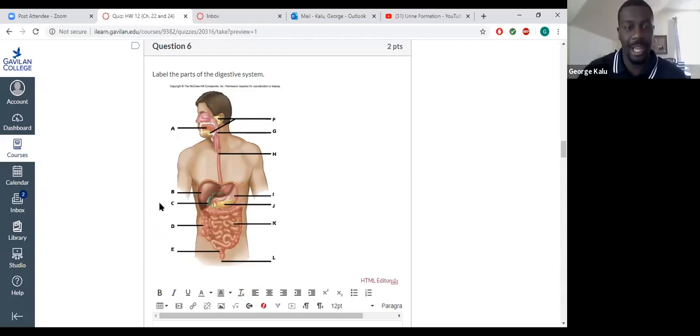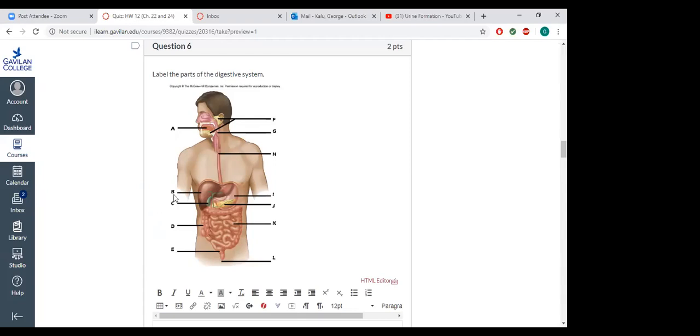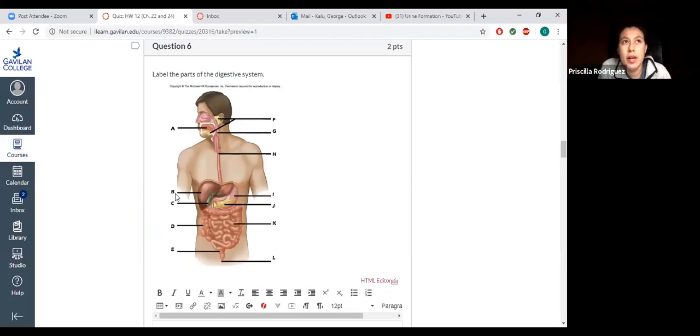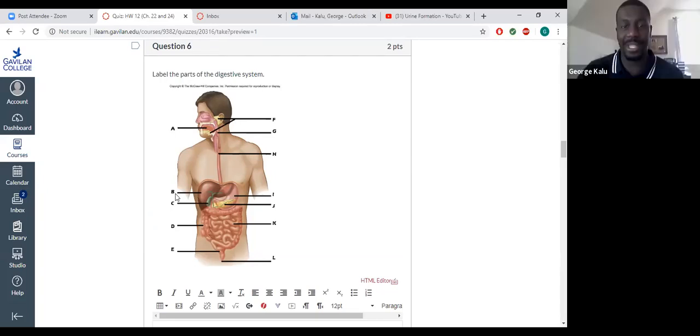Okay. All right, what about B? Liver. I said right lobe. B is the liver. So what does the liver do? Bile. Right, produce bile? Exactly. So the liver is going to be responsible for producing bile. Perfect. Cool. What about C?